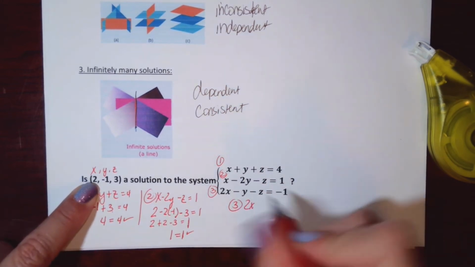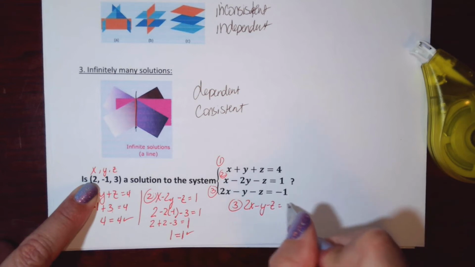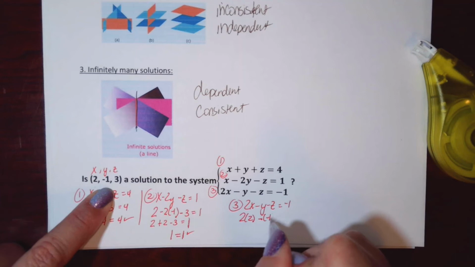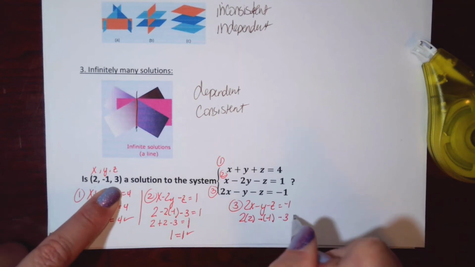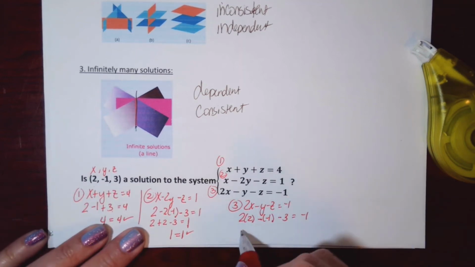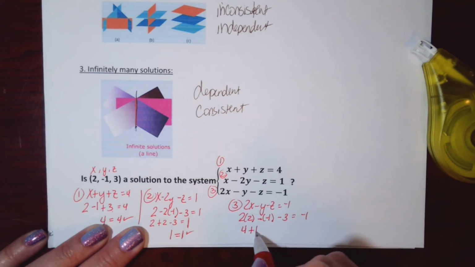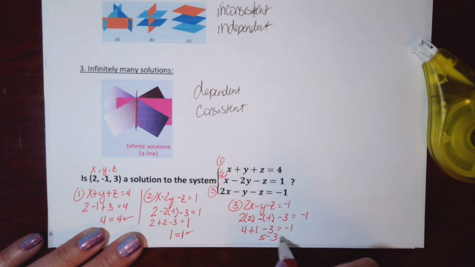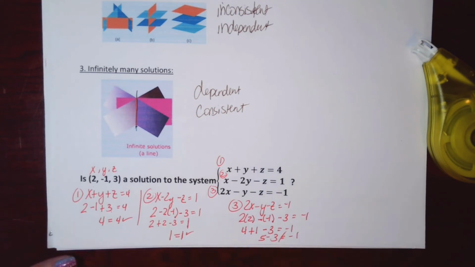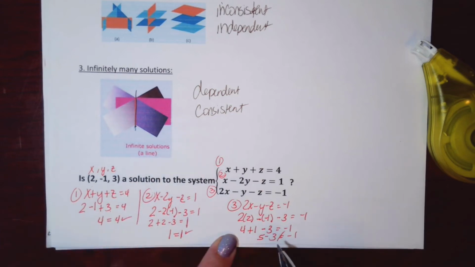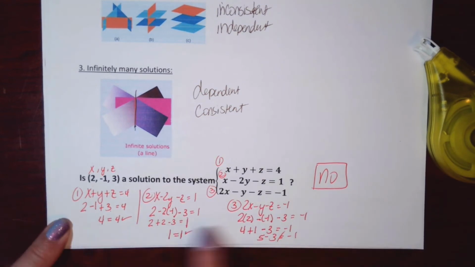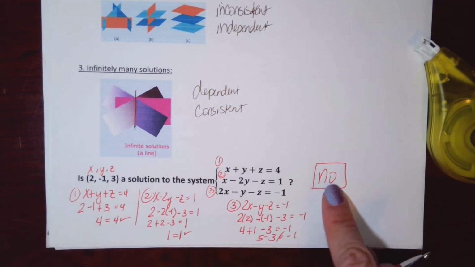So our next equation, 2x minus y minus z equals -1. 2 times 2 minus a negative 1 minus 3 equals negative 1. Let's see what we get. 2 times 2 is 4, minus the negative is plus 1, minus 3 equals negative 1. This gives us 5 minus 3 equal to negative 1. That is not true. 5 minus 3 is 2. So my ordered triple does not work in this third equation. The answer to the question is no. This shows my work. This gives me the answer to the question.